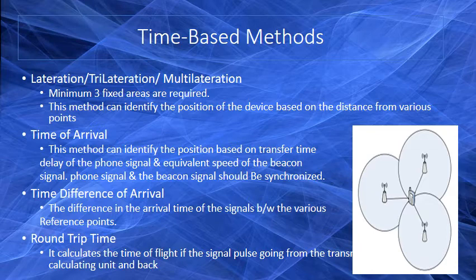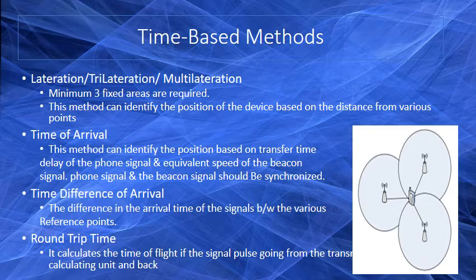Time of arrival. This method can identify the position based on the transfer time delay of the phone signals and the equivalent speed of the beacon signal. And the phone signal and beacon signal should be synchronized. Only then is this system dependable. When in the system the phone signal and the beacon signal are not synchronized, then the system fails, where you get inaccuracy in data.